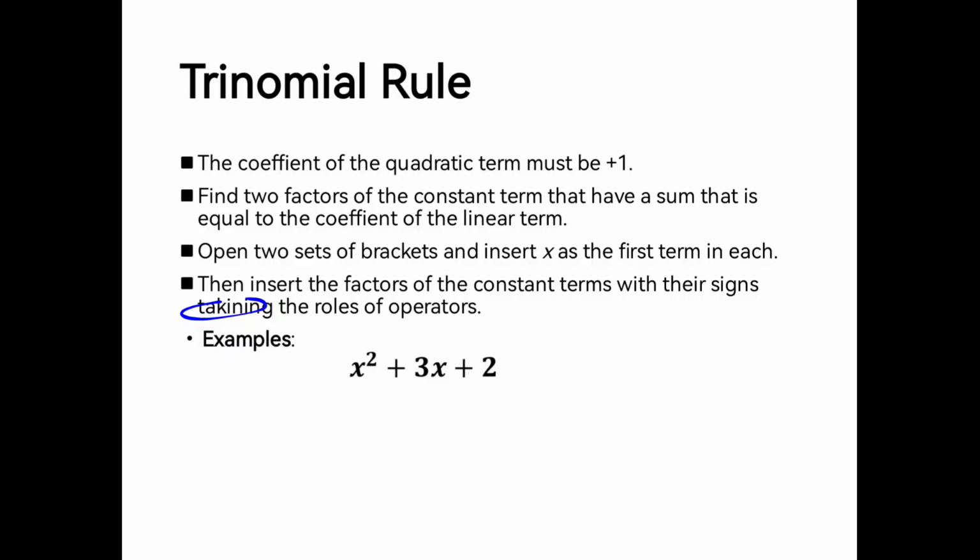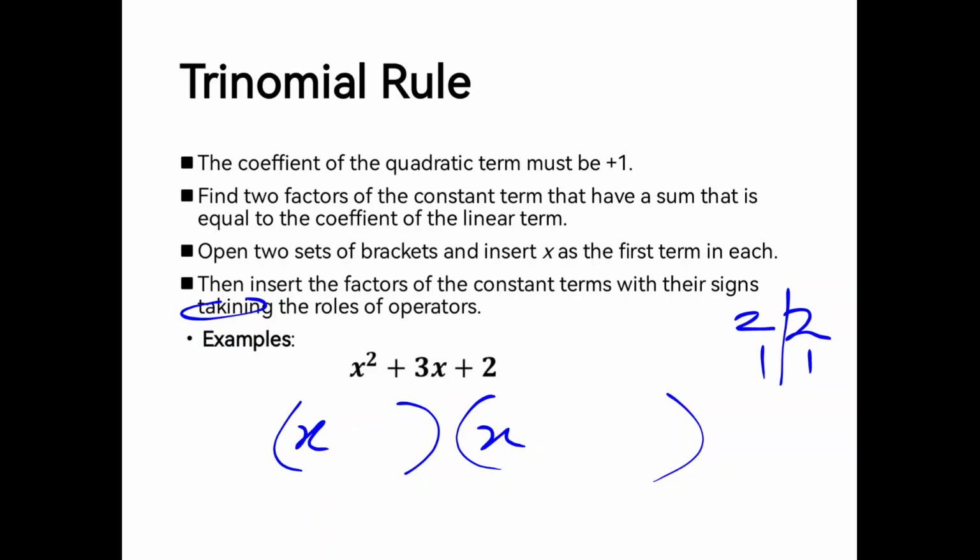Now, let us look at this one, x squared plus 3x plus 2. If we were to factorize it like that, first of all, we notice that the coefficient of the quadratic term is 1. Then we proceed to put two brackets, and then the first terms of each bracket is x. Then we look at the number 2. 2 has two factors, 2 and 1. So, what are the two factors of 2 that add up to 3? It's 2 and 1, and they both take positive.